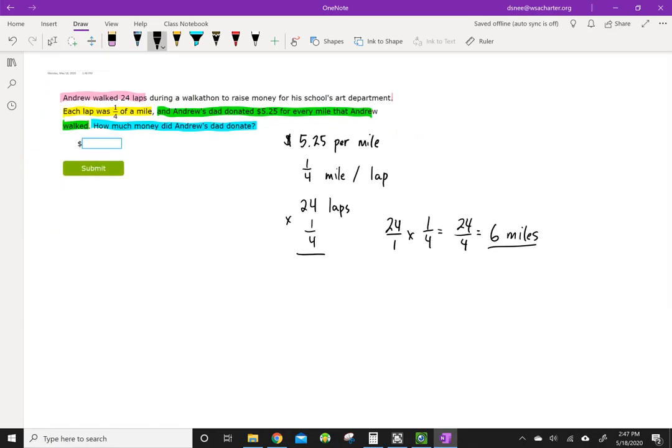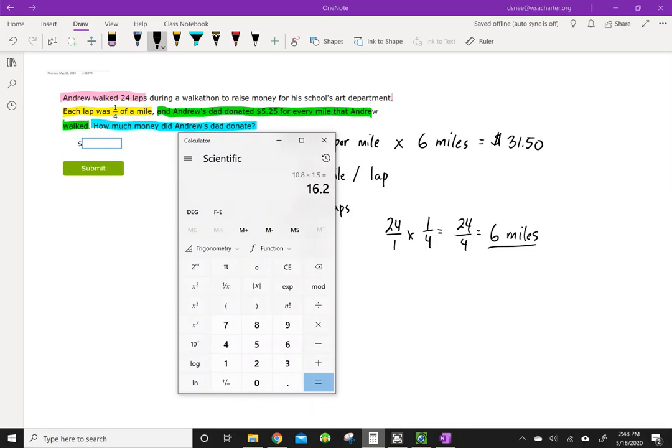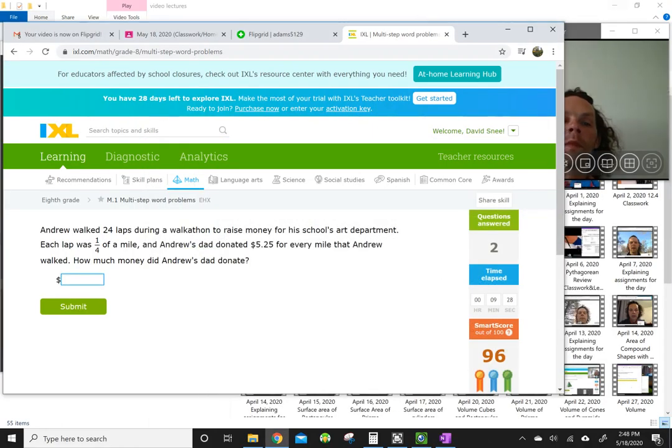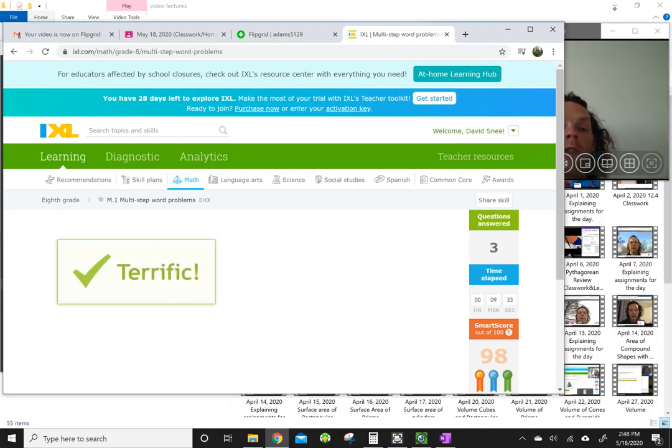Now, Andrew's dad donated $5.25 per mile, multiplied by 6 miles, means that he donated $31.50, if my mental math is correct. Let's see here. 525 times 6 equals 3150, so $31.50. Let's try it out. If we make a mistake, we learn from it.